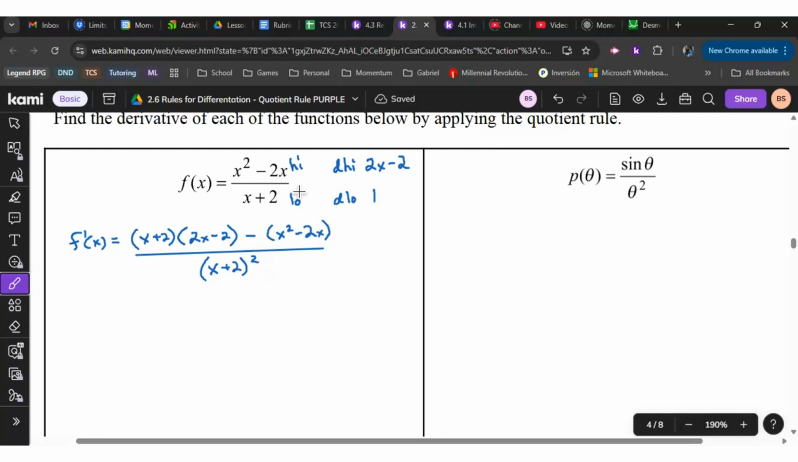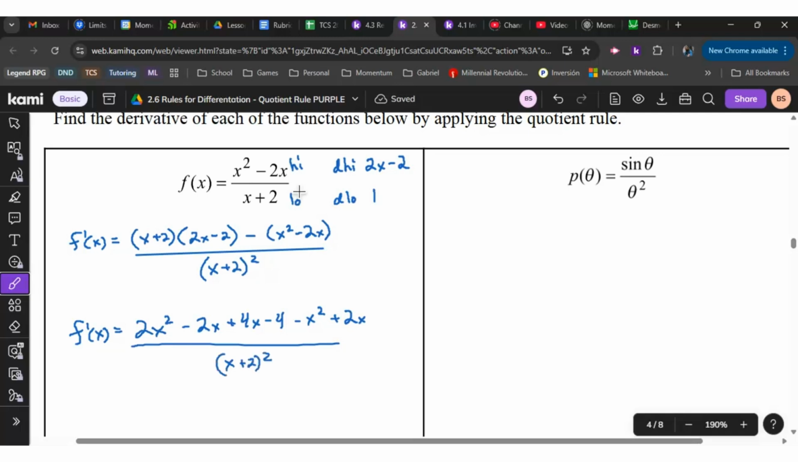So what do I do to multiply these two binomials? Emilio, what do I got to do to multiply two binomials? There's an acronym that helps you out. I think even in Spanish they use it. FOIL. First, x times 2x, that's 2x squared. X times negative 2, that's negative 2x. Insides, 2 times 2x, that's 4x. Outsides, 2 times negative 2, negative 4. And then this one, I just distribute the negative in. So minus x squared plus 2x, all over x plus 2 squared.